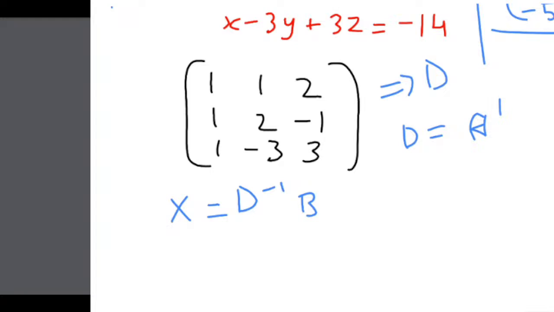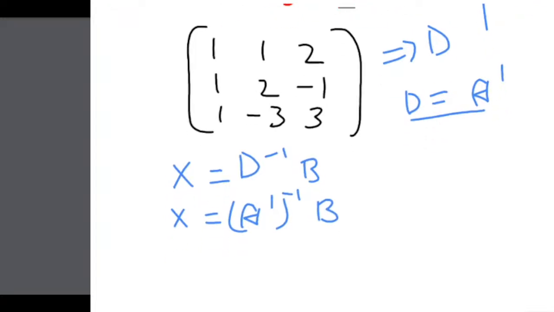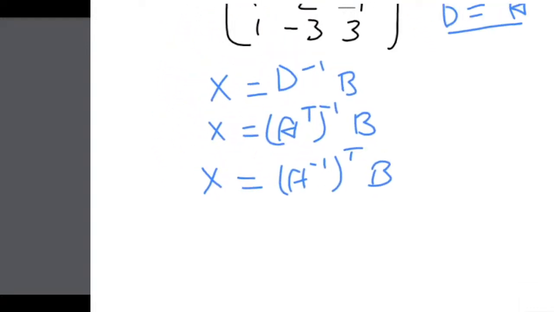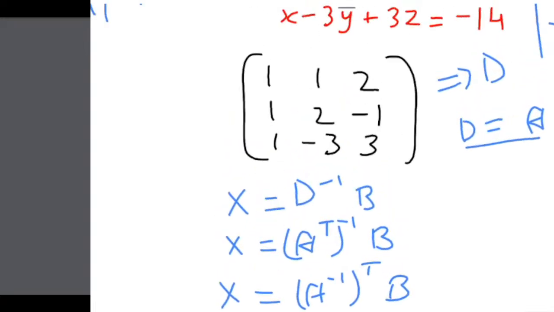So what I have to do is X is equal to, I know that D is equal to A transpose, right? So A transpose to the whole inverse into B. So I can also write this as X is equal to A inverse the whole transpose into B. Now I know A inverse, I found it out, and B I could just write from the set of equations. So this is simpler, I think you can do that.